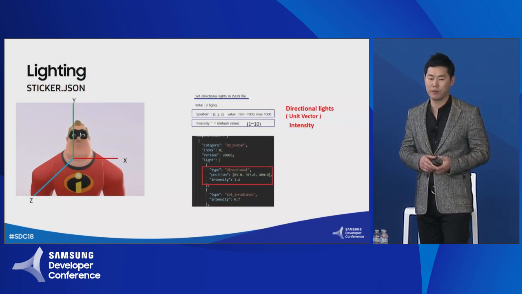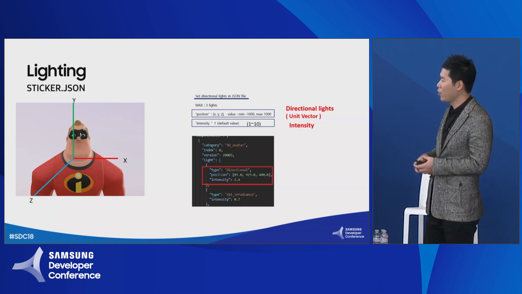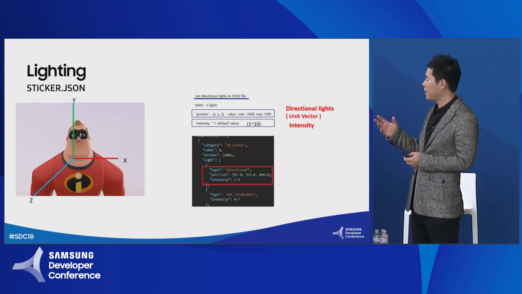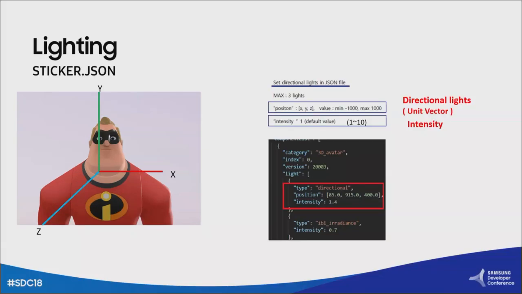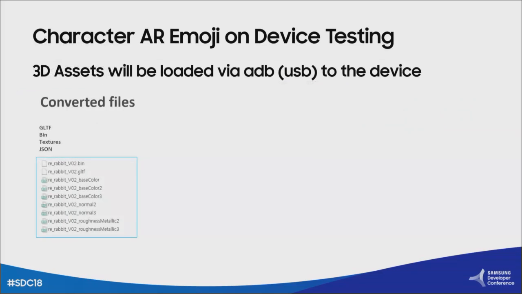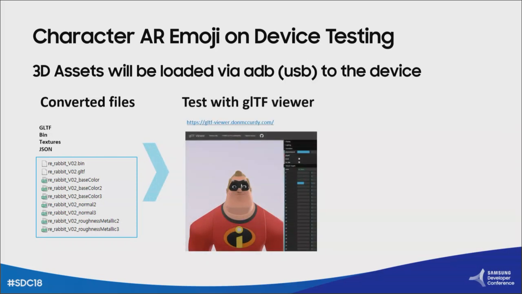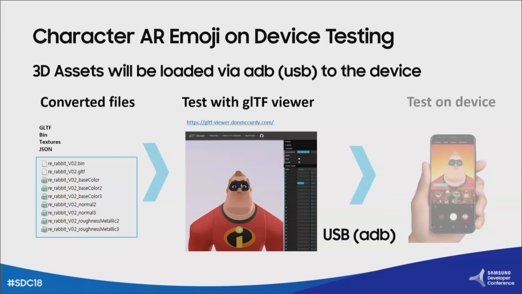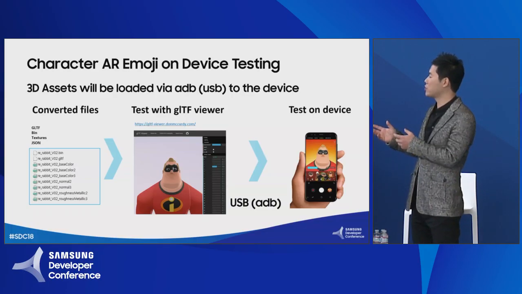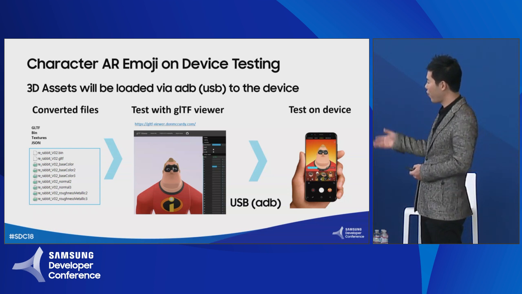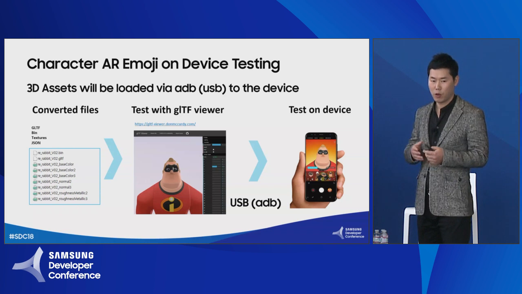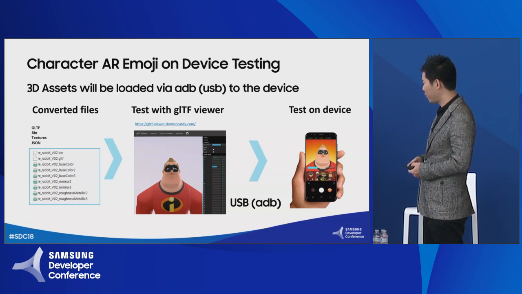Then you have to set your own lighting with a JSON file. So you can set the position and direction and intensity as well. And you can control IBL, which is image-based lighting. So with all these assets, you can put these all into the device through USB connection. Before that, you can try that on the GLTF viewer as well. So far, it was about the whole pipeline of the platform itself.